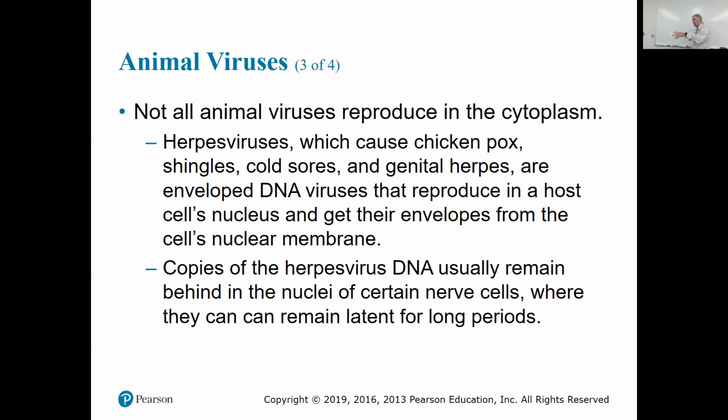Herpes viruses, called chickenpox, shingles, cold sore, genital herpes, are enveloped DNA viruses that reproduce in a host cell's nucleus, get their envelopes from the cell's nuclear membrane, and copies of the herpes virus DNA remain behind in the nucleus in your own chromosomes, where they can remain latent for long periods of time and may never become active and make blisters again, or maybe every once in a while they make blisters. But like I said, they're not lethal. So they're not really dangerous viruses. They may be a little embarrassing, but they're not dangerous.